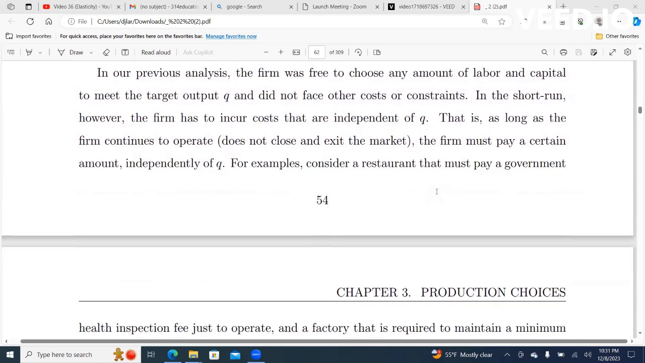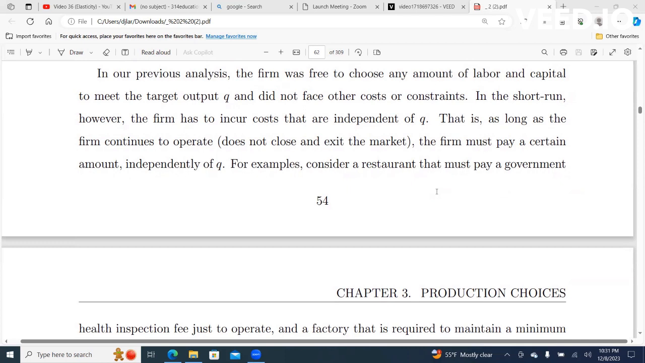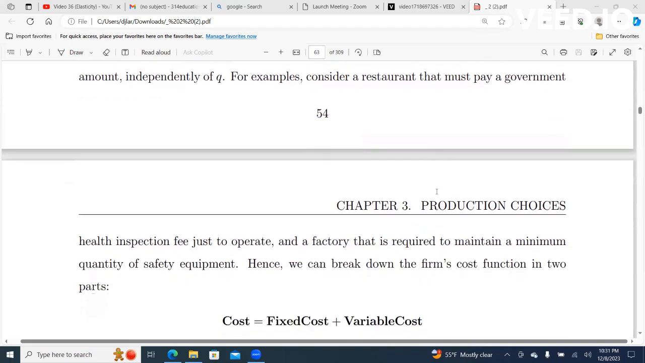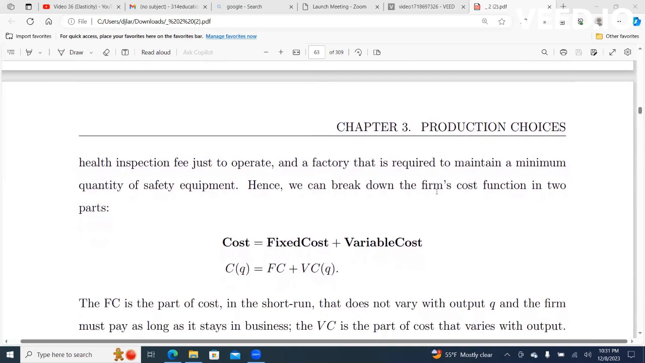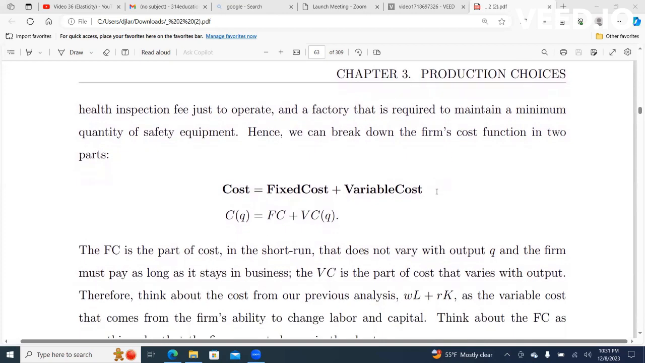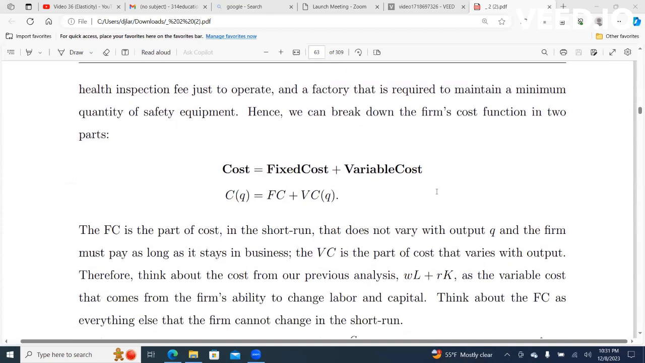In our previous analysis, the firm was free to choose any amount of labor and capital to meet the target output Q and did not face other costs or constraints. In the short run, however, the firm has to incur costs that are independent of Q. That is, as long as the firm continues to operate, does not close and exit the market, the firm must pay a certain amount independently of Q. For example, consider a restaurant that must pay a government health inspection fee just to operate, and a factory that is required to maintain a minimum quantity of safety equipment. Hence, we can break down the firm's cost function into two parts.